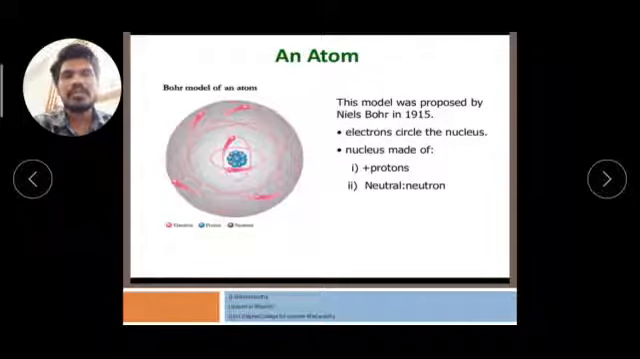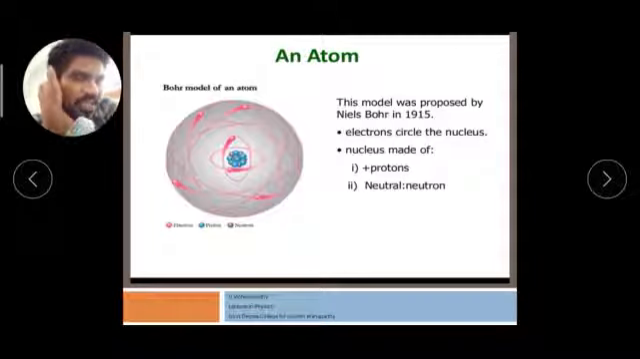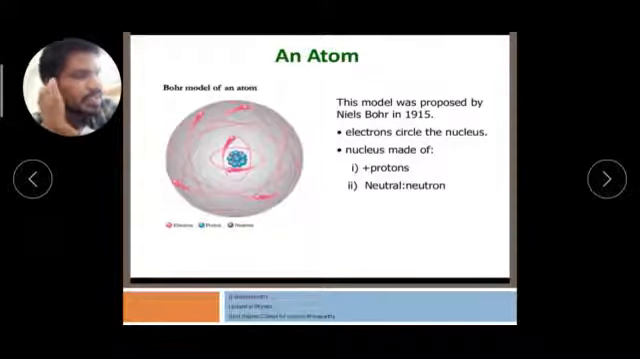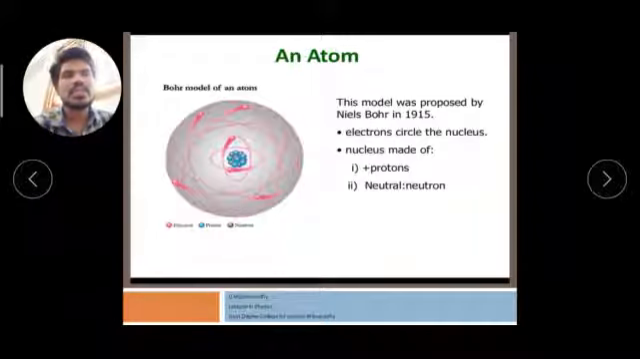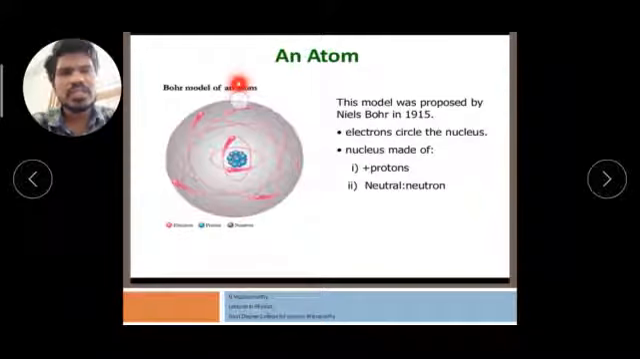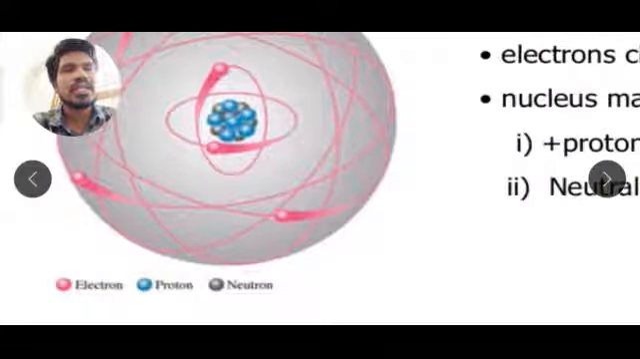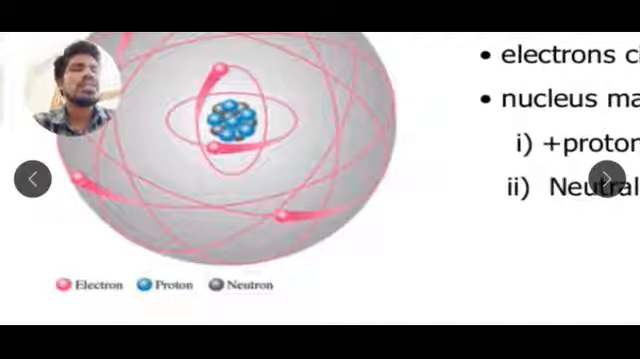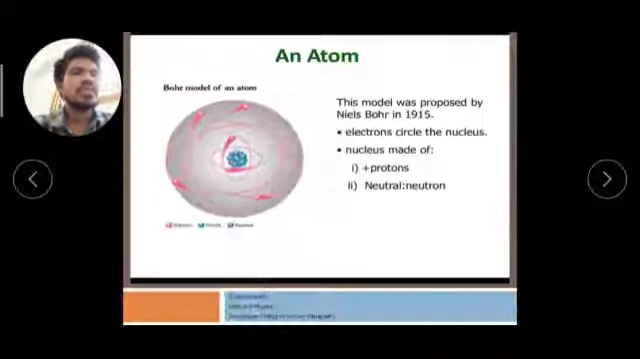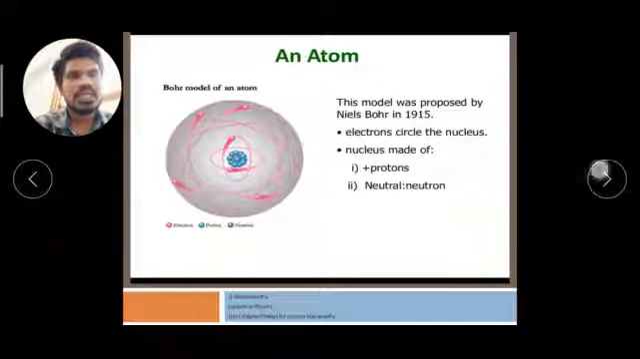the probability of finding the electron in a stationary orbit is known as the orbital. Those orbitals are again divided into s orbital, p orbital, d orbital, f orbital, and so on. The pink dots in the atom are the electrons, the blue dots are the protons, and the black dots in the center are the neutrons. So this is about an atom.